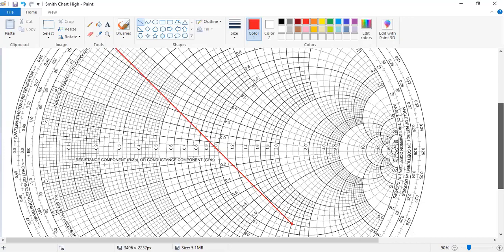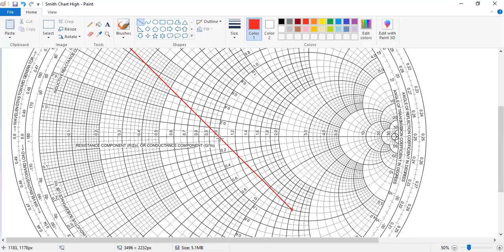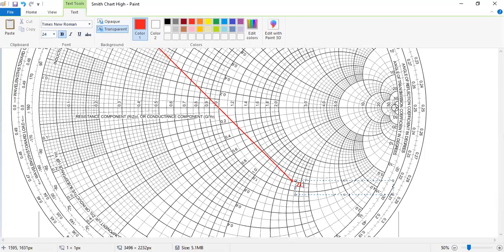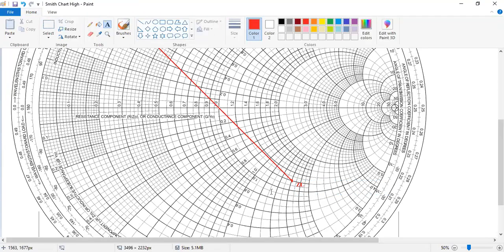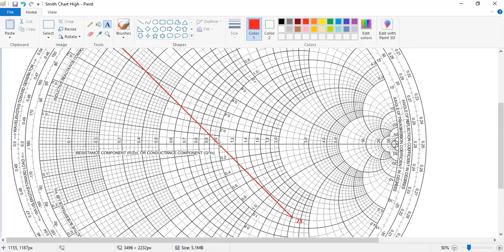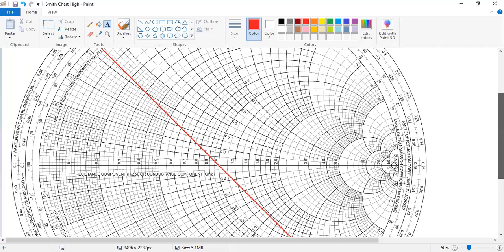We have drawn this line, and it is passing through the origin. This is your ZL, so I'll mark this as the ZL. Now I want the YL. For YL, you have to take a compass, put it at the center, take a radius this much, and make a complete circle. So what will be the value?